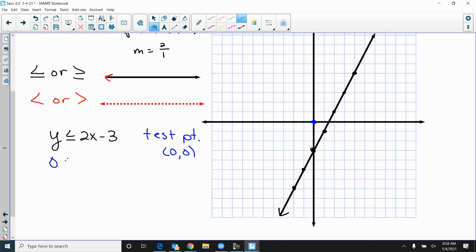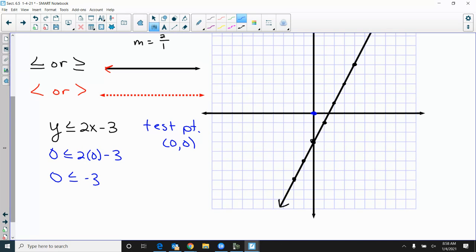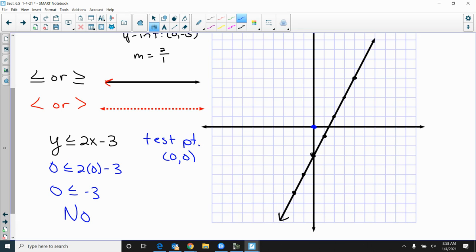So I get 0 is less than or equal to 2 times 0 minus 3. 0 is less than or equal to negative 3. Well, it's not equal to it, but is 0 less than negative 3? No. 0 is not less than negative 3. So what that means is that any point on this side of the line would not work. It means every point on the other side would work. And then what we do is we shade one side of the line. So everything over here would work. So that is your answer.